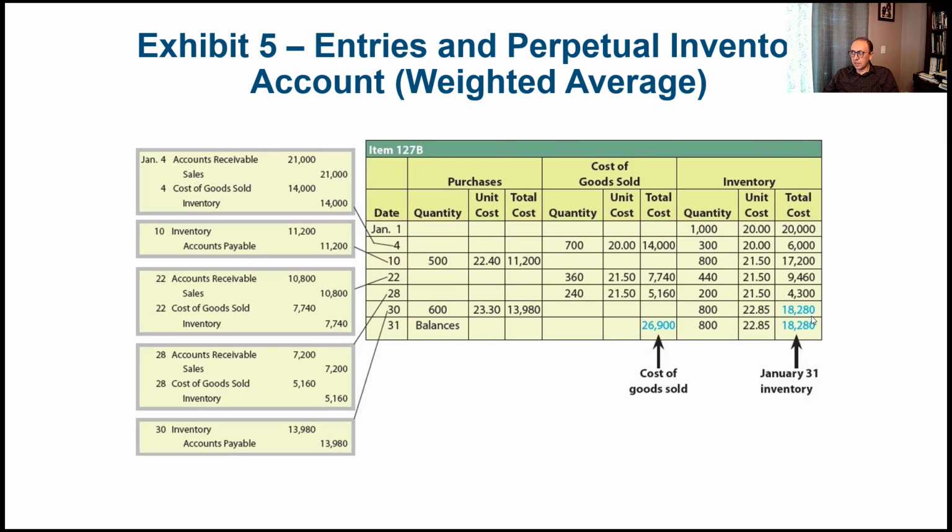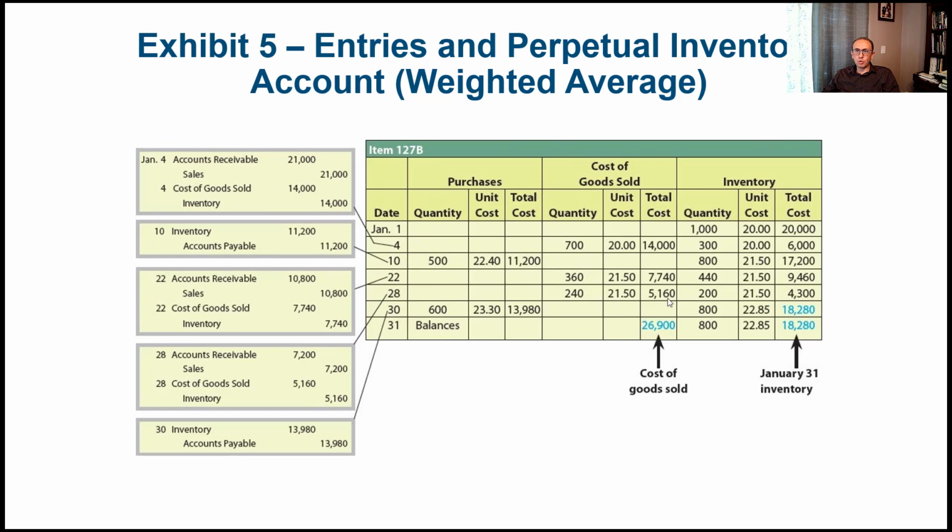And how did we do it again? By getting the 18,280, which is the total cost for all the items we have on that specific date, divided by the number of units we have at that specific date, which is the 200 plus the 600. And when we divide these numbers together, we get 22.85. So now our ending balance consists of 18,280 for 800 units. And the total cost or cost of goods sold for the period is this column, which is 14,000 plus 7,740 plus 5,160. So I hope this makes sense.